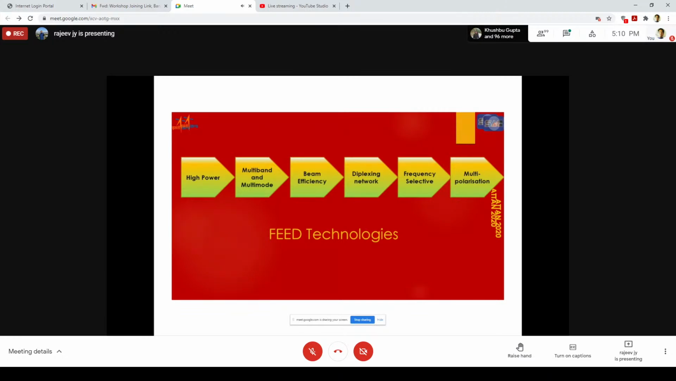So here, in a few slides, I will talk about the feed technologies. I will not go into the details, but I will talk about the various complexities and technologies required for multi-mode, multi-band antennas. Reflectors are wideband, but the multi-band, multi-mode or high power requirements come from the feeds, which feed the antenna: the beam efficiency, the duplexing network, the frequency selective surfaces, multipolarizations.